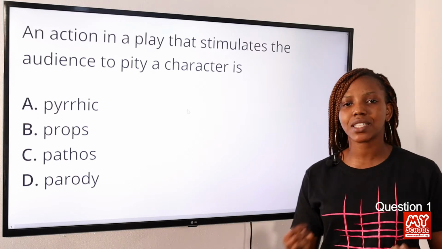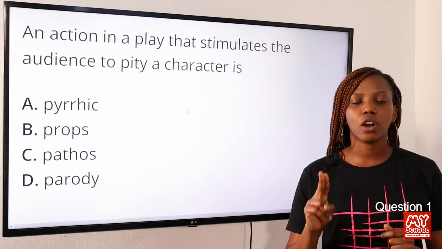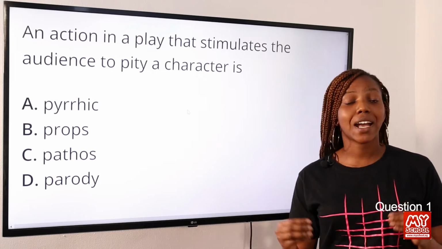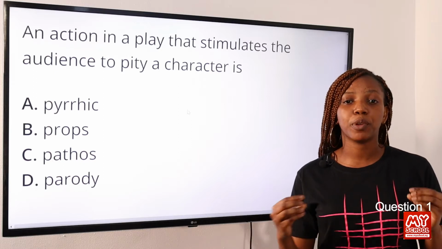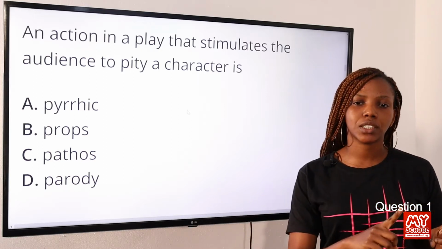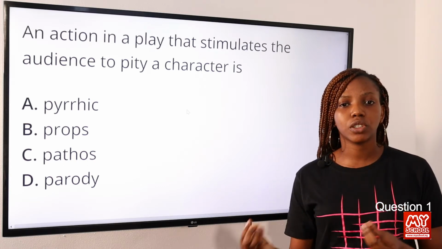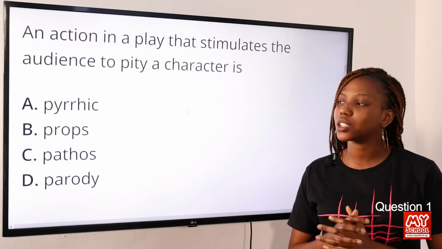However, pyrrhic is a type of metrical foot that consists of 2 unstressed syllables. Just like iambic is another popular type of metrical foot that consists of 1 unstressed syllable and another stressed syllable. But pyrrhic is a metrical foot that consists of 2 unstressed syllables.